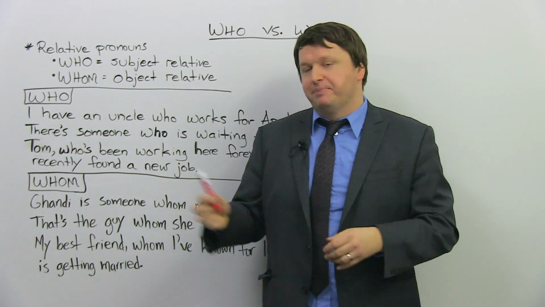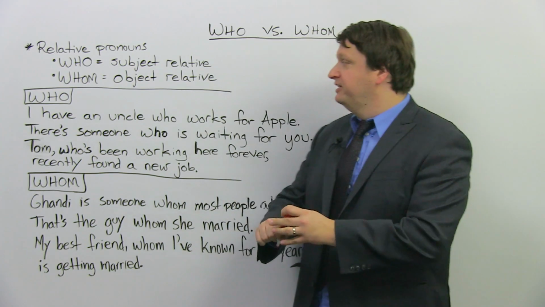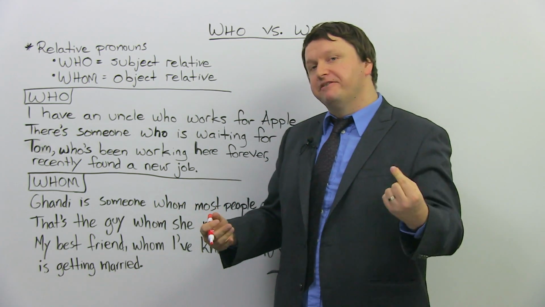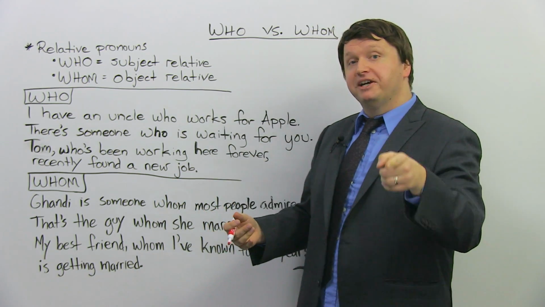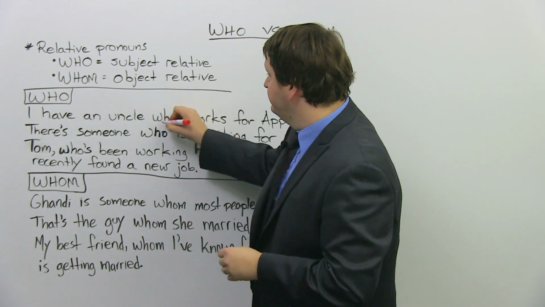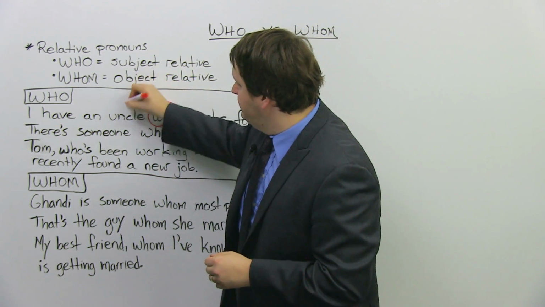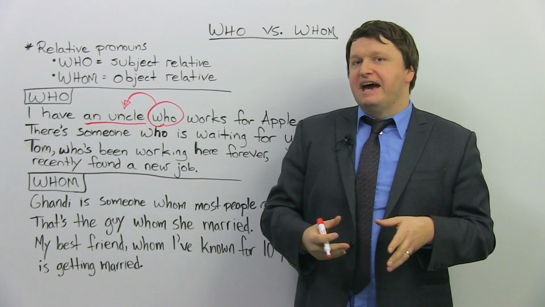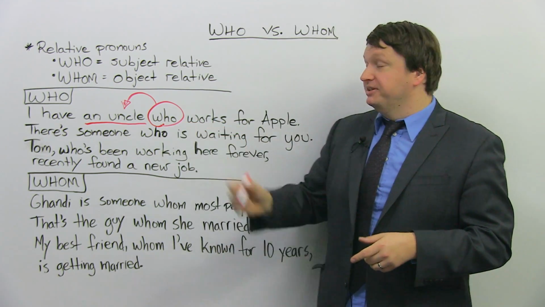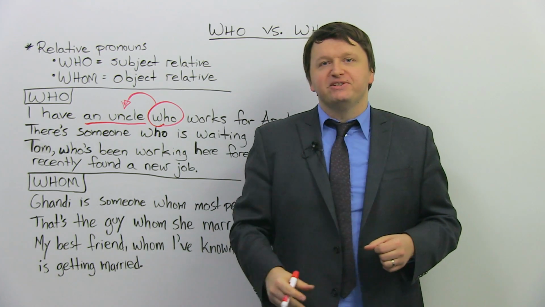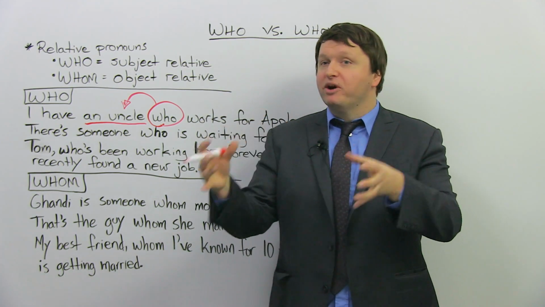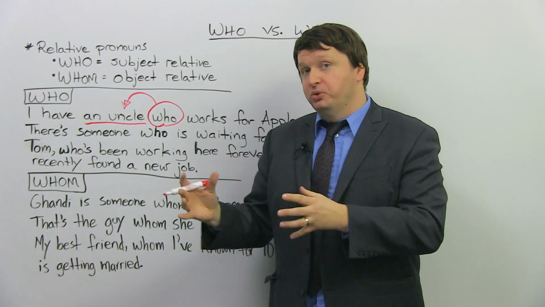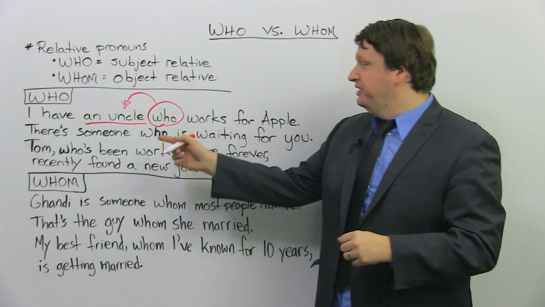So I'm going to mark things up a little bit so you can see how this works. I have an uncle who works for Apple. Who are you giving more information about in this sentence? You are giving more information about your uncle. So you have who, and who relates to an uncle. Now, this uncle is doing an action. The uncle works for Apple. So, if you have a subject, you're giving more information about the subject, and the subject is doing an action after who, then you use who. All right, I have an uncle who works.